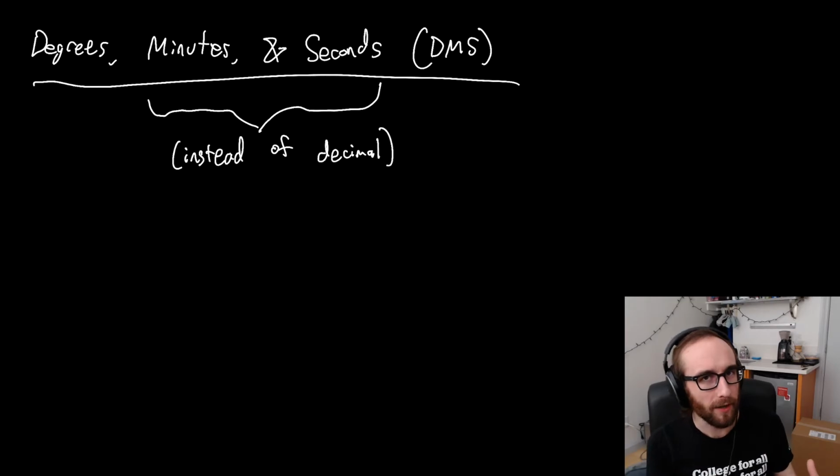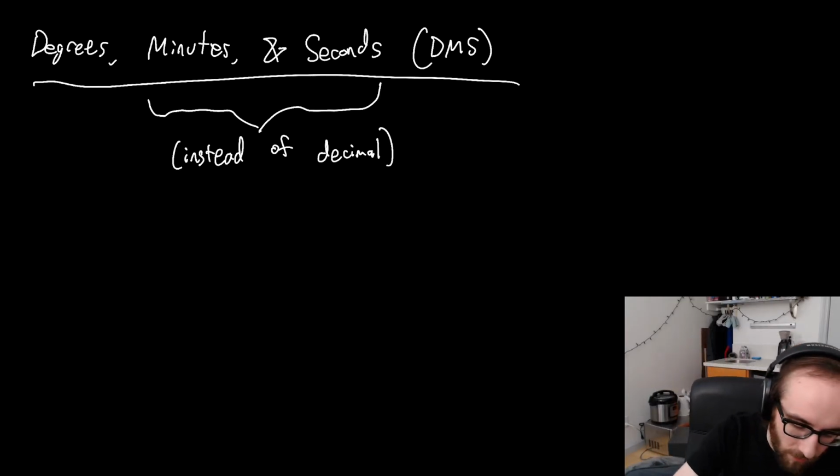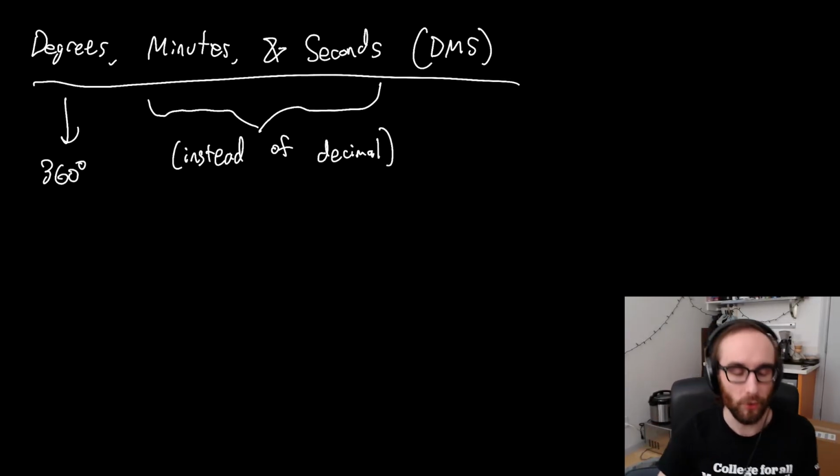So similar to a clock, we need to split it up out of 60. So some conversions: degrees is going to be the same kind of definition. There's 360 degrees in 1 revolution.